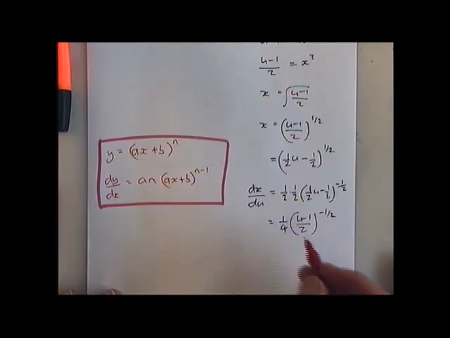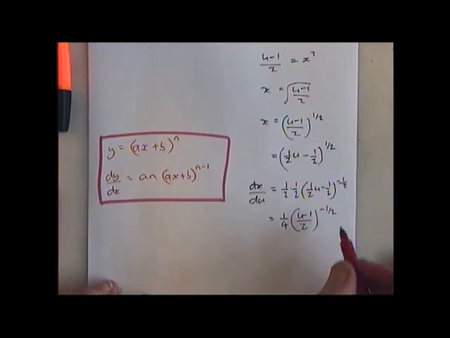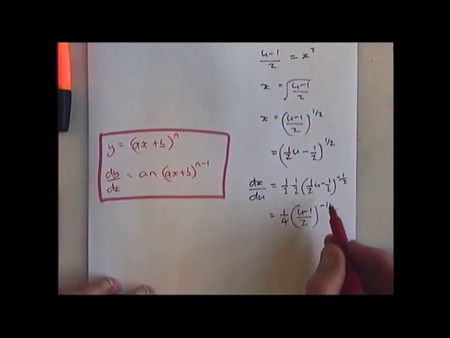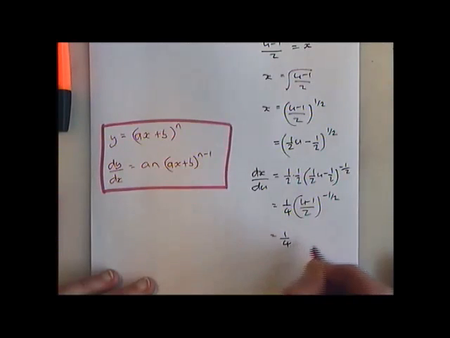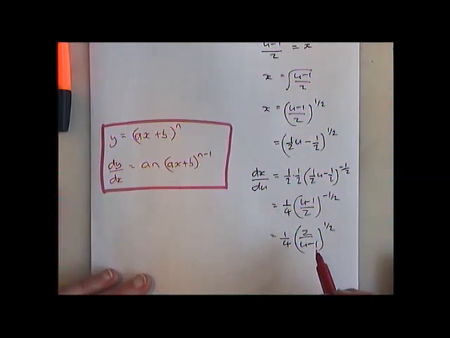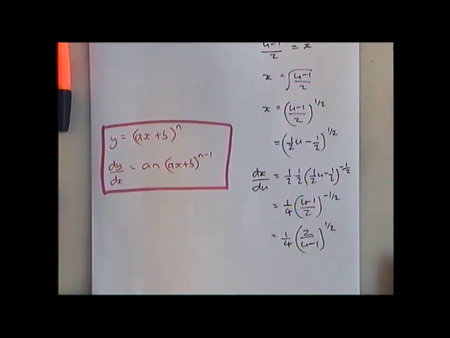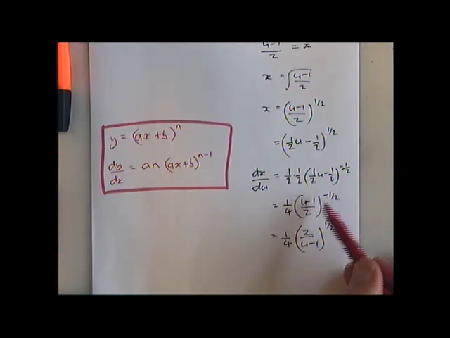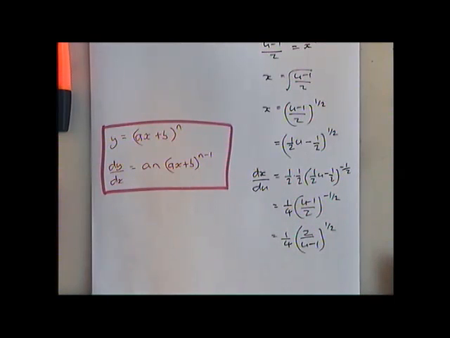Now, you can leave it like that, or what does a minus power mean? 1 over. So you could, if you wanted to, just do the 1 over, just turn that upside down in there and deal with the minus power that way. 1 over is flipping a fraction upside down. So you could, if you want, get rid of that minus sign by flipping that upside down.